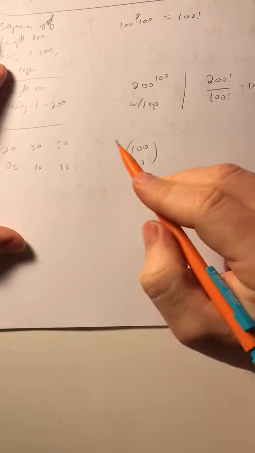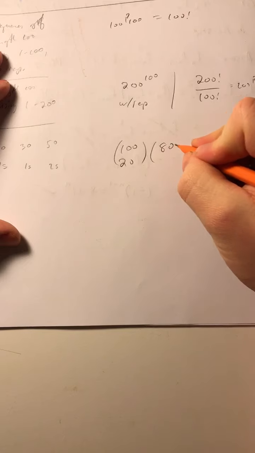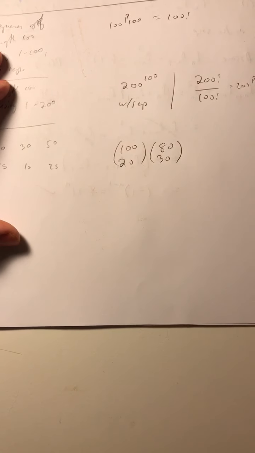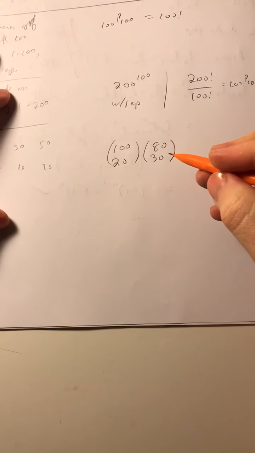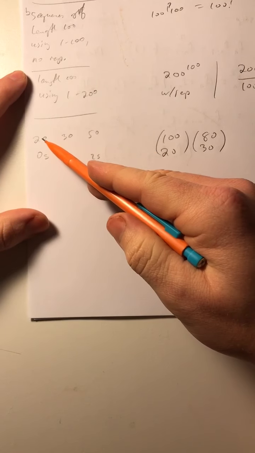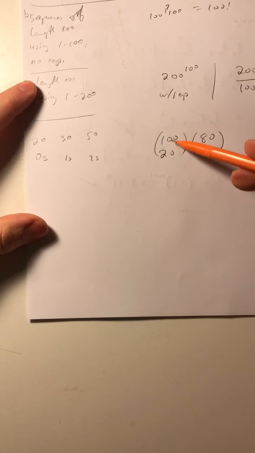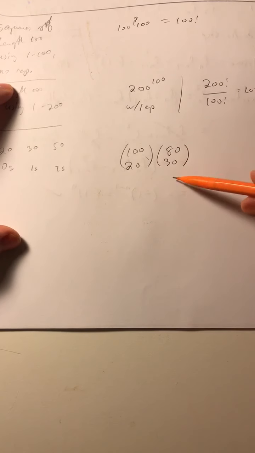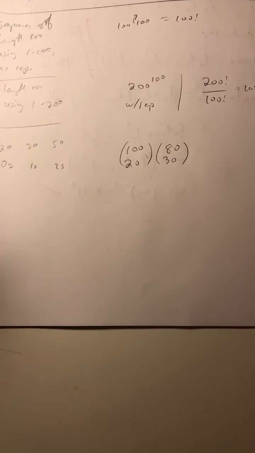And then after that, I have 80 spots remaining. Out of those 80 spots, I'm going to choose 30 of them to put my ones. And then there's no more choice. I just put twos in all 50 remaining spots. So this is the answer. I choose 20 places out of the initial 100 to put my zeros, then I have 80 places remaining. I choose 30 of those to put my ones, and then I have 50 places and 50 twos. So there's no more options after that.